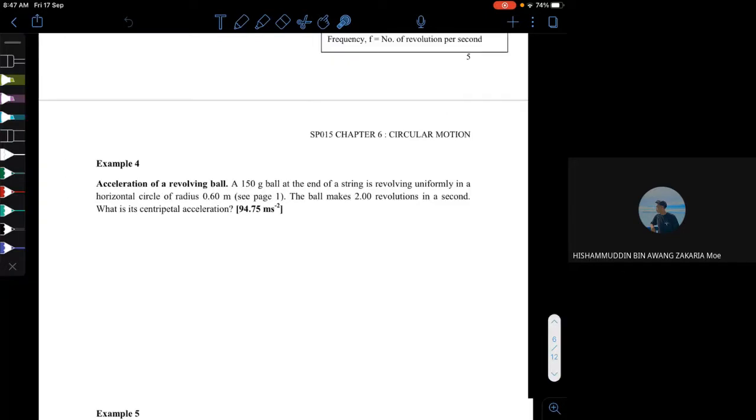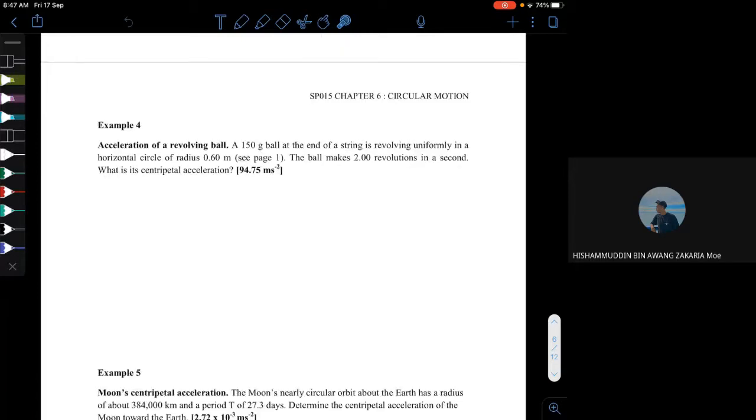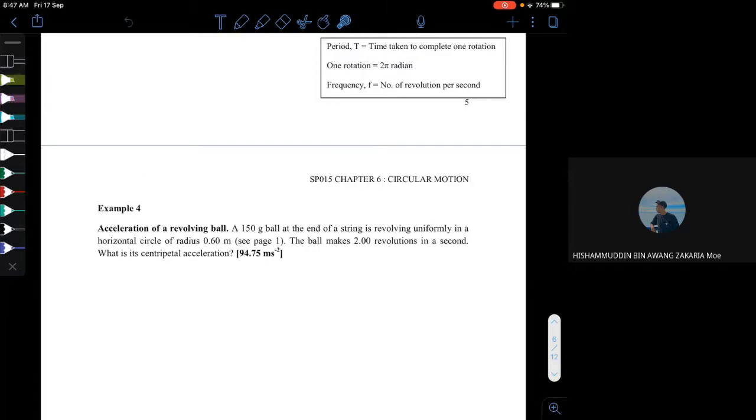So example 4. Dia cakap acceleration of revolving ball. I think this one is simple je. So let's see the question. A 150 gram ball at the end of a string is revolving uniformly in a horizontal circle of radius 0.6. So the ball makes 2 revolution in 1 second. So what is the centripetal acceleration?